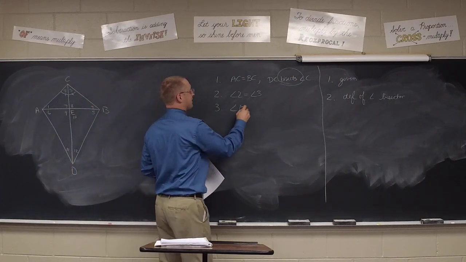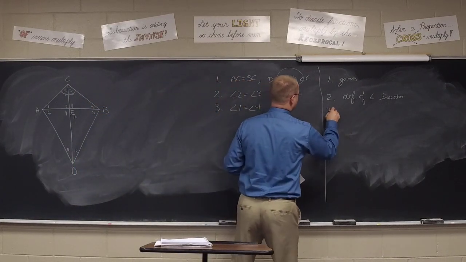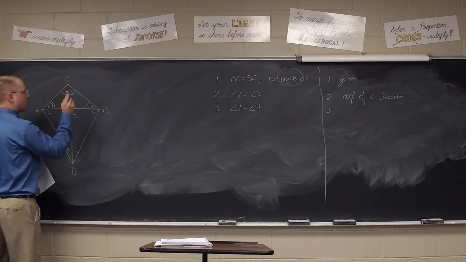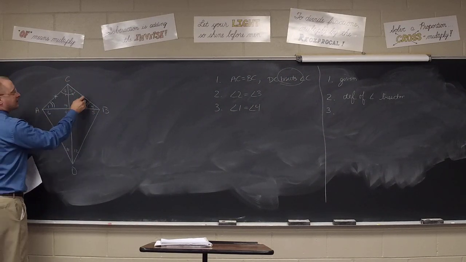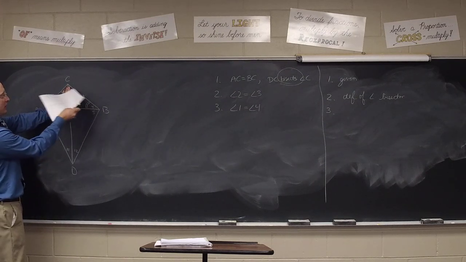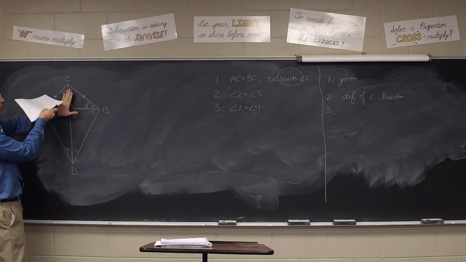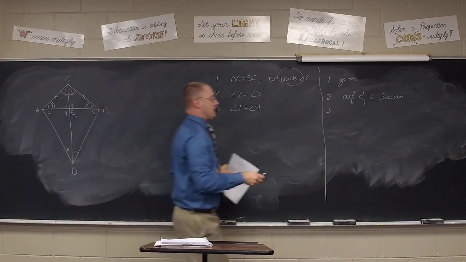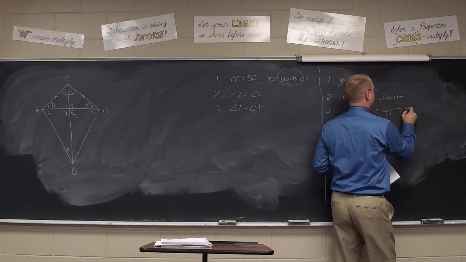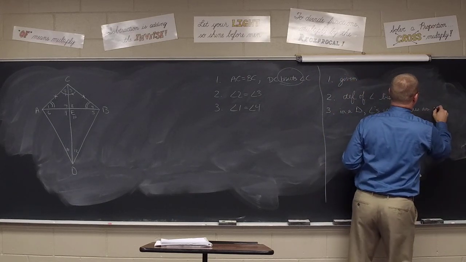Angle 1 equals angle 4. And how'd you know those two angles were equal? In a triangle, angles opposite equal sides are equal. Yeah, we were given that AC and BC were equal, so again, ignoring the midline here, if these two sides are equal, then this angle equals that angle. In a triangle, angles opposite equal sides are equal.